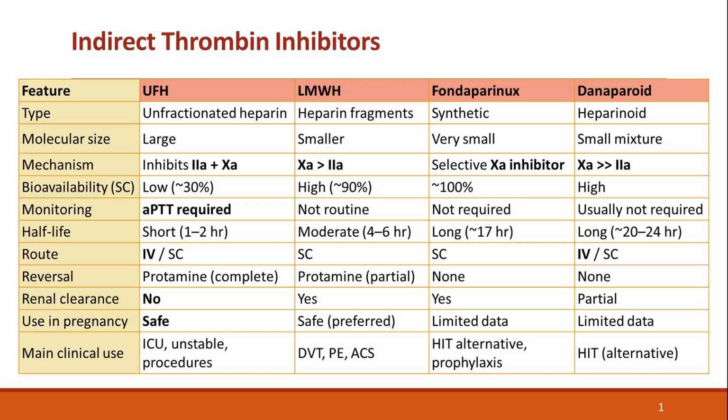This table summarizes the key differences among unfractionated heparin, low molecular weight heparins, fondaparinux, and dinaparoid. The most important distinction lies in predictability and monitoring requirements. Unfractionated heparin has variable effects due to protein binding and requires PTT monitoring, whereas low molecular weight heparins and fondaparinux offer more predictable anticoagulation. Clinically, this translates into a shift toward low molecular weight heparins and fondaparinux for routine use. In contrast, unfractionated heparin is reserved for situations requiring rapid control, such as in unstable patients or those with renal impairment. Take your time to explore.